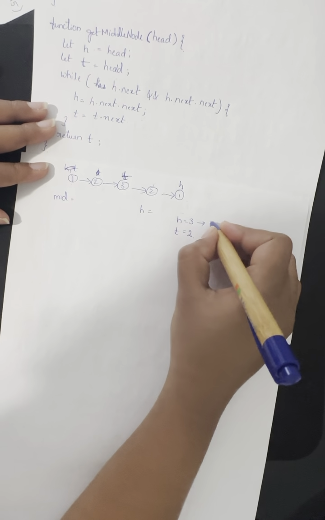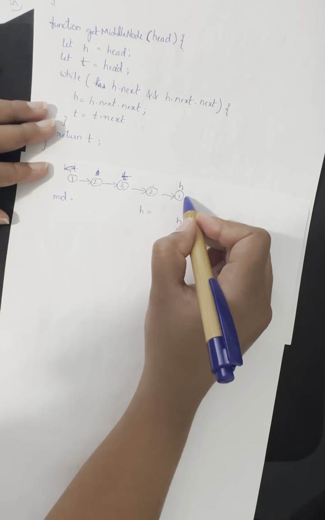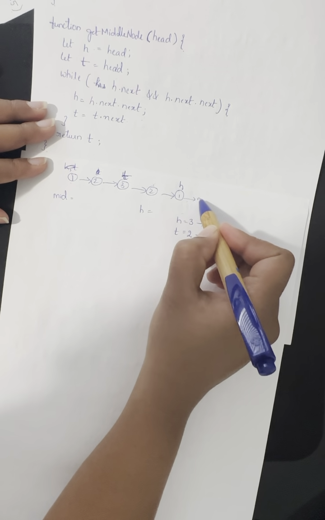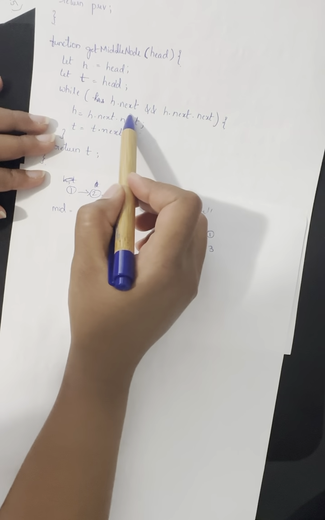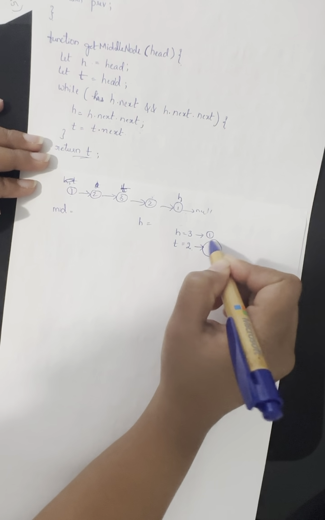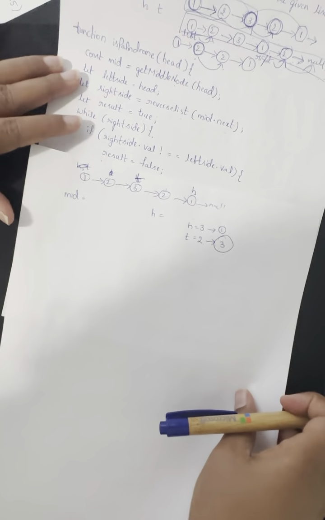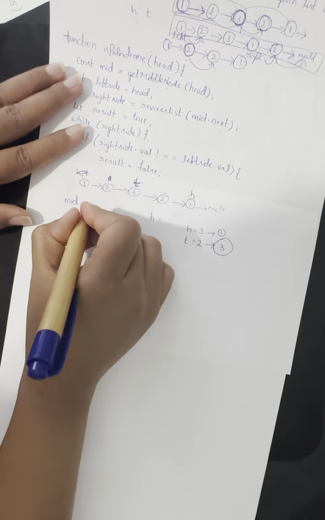So h becomes 1 and t becomes 3. Now the h dot next is null. So this while loop stops here and we just return the t. So t is at 3 and 3 is returned. So here we get mid equals to 3.